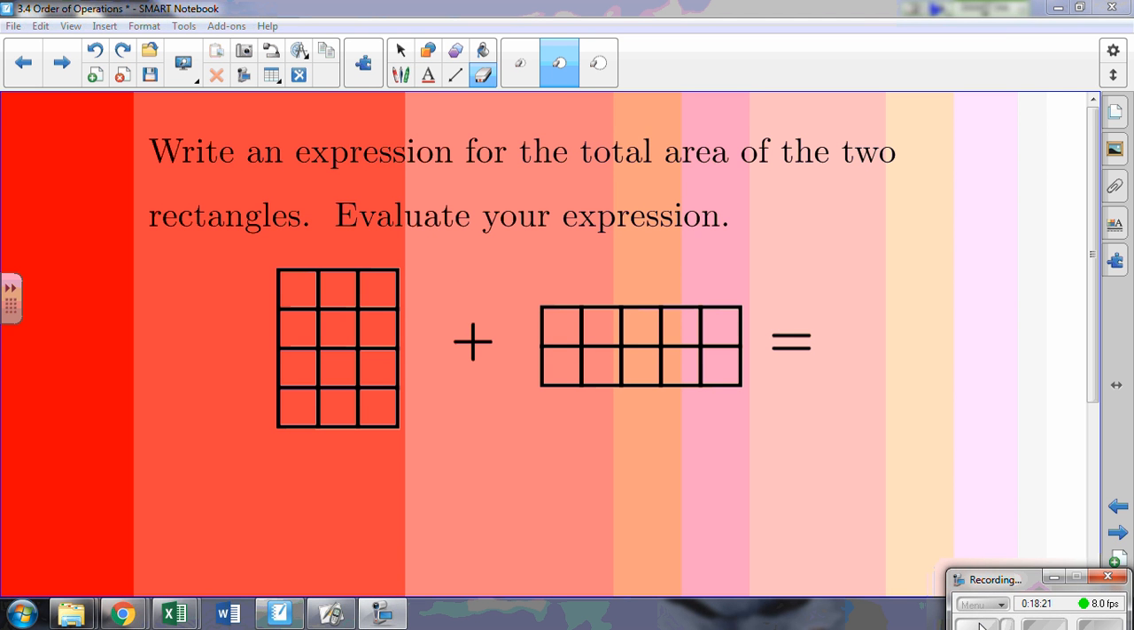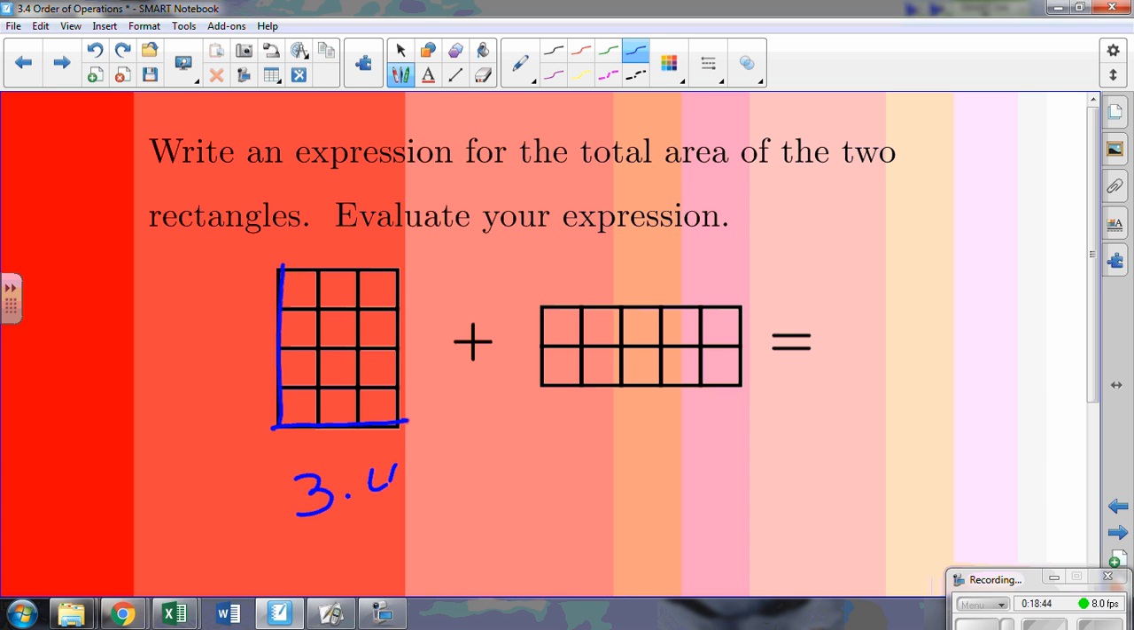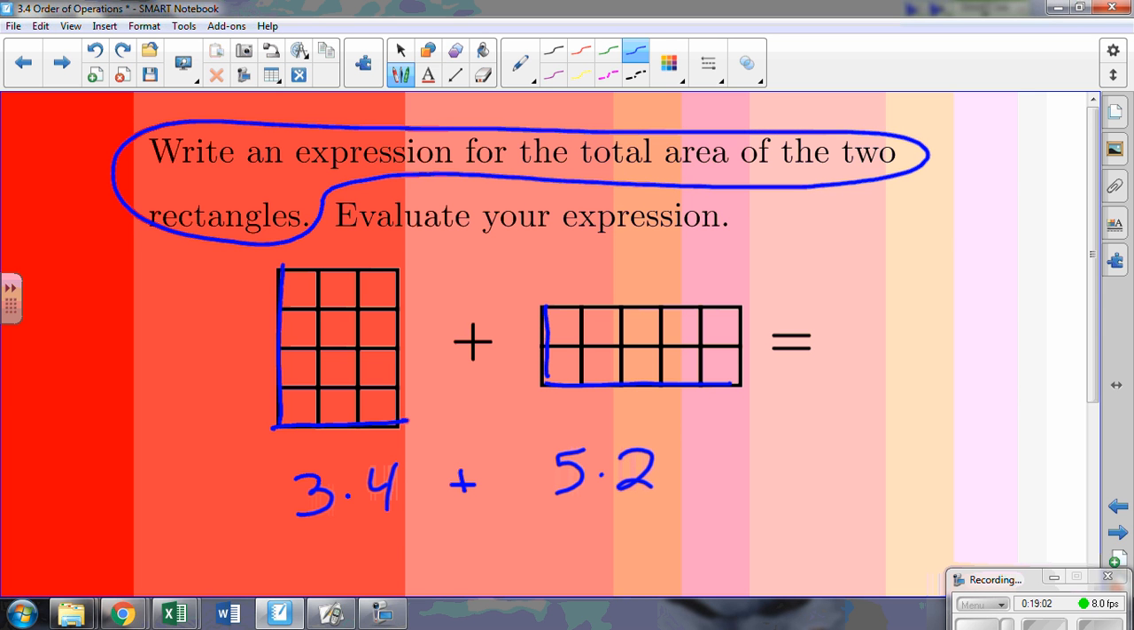Alright, so when we evaluate these pieces, the order of operations can be easily modeled with area. How would you get the area of this left rectangle? Area of a rectangle is length times width. So it's 3 times 4 plus the area of the right rectangle, length and width. That's 5 times 2. And so the piece that we've done here in the blue was this set of directions. Write an expression. We've done that. Now we need to do the second part and actually evaluate. 3 times 4 is 12. 5 times 2 is 10. 12 plus 10 equals 22. And we're done.